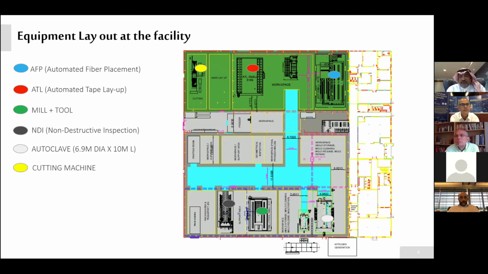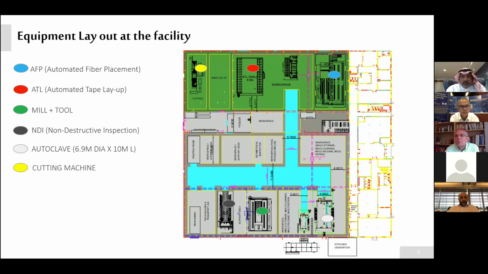This is the layout of the factory and the equipment in it. As I mentioned, the green area is 30 meters by 80 meters, 14 meters in height. On the right-hand side, the blue is the AFP, automated fiber placement. It's up to 9 meters in length. It can produce any circular, oval shapes.